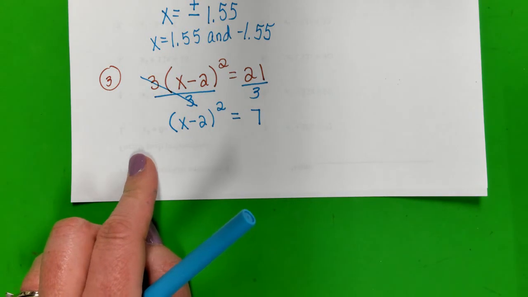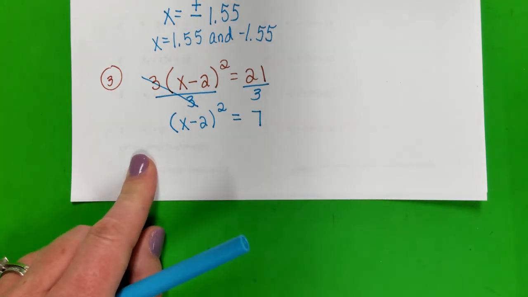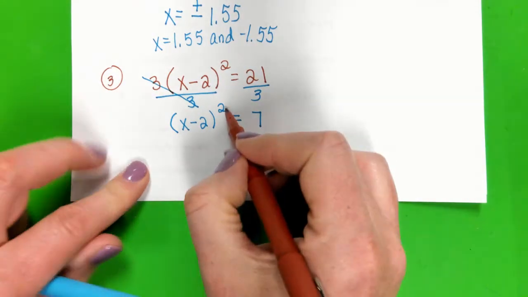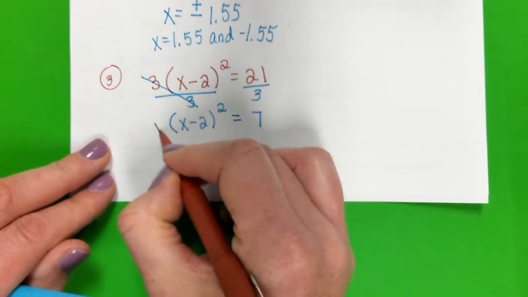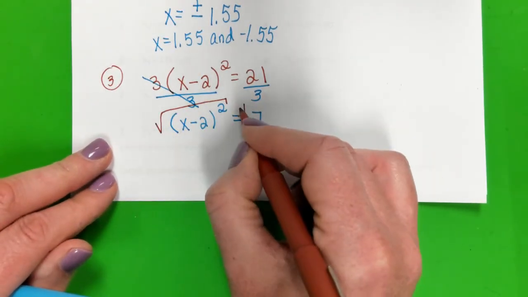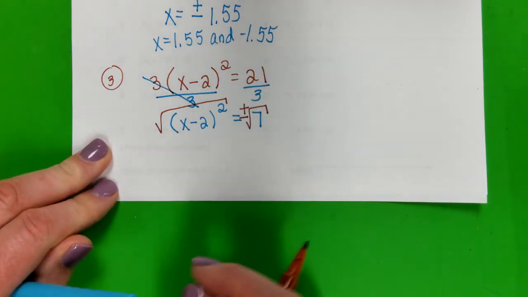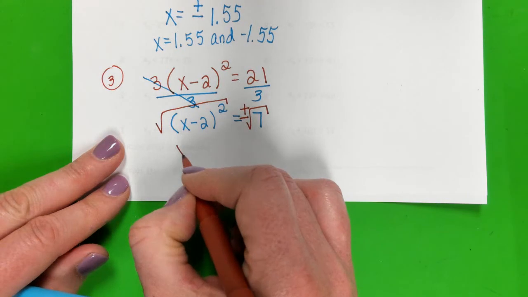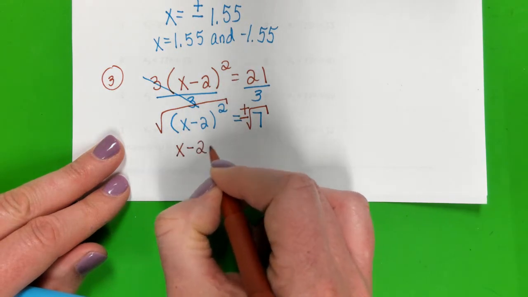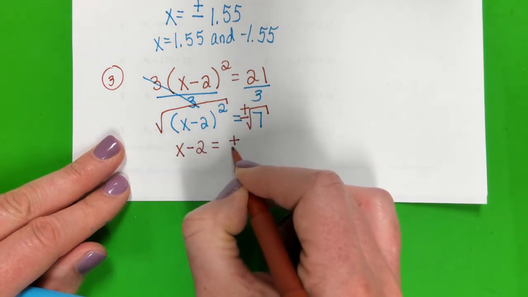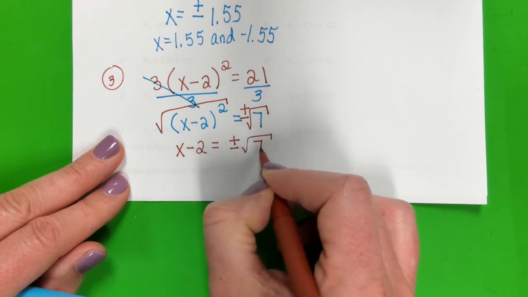Square rooting. This is just like we did last night. Okay. The opposite of squaring something is to take the square root. So we're going to take positive or negative the square root. And so that leaves us with x minus 2 equals positive or negative the square root of 7.